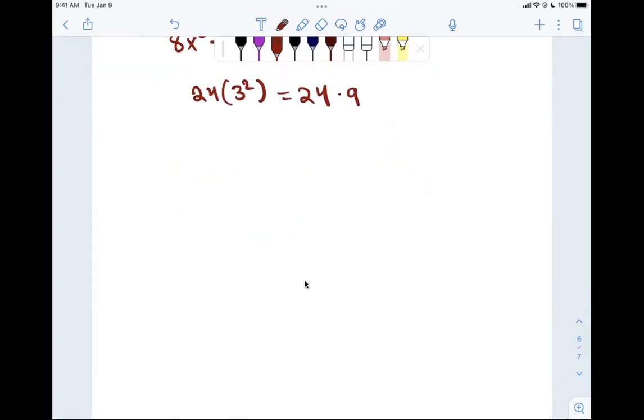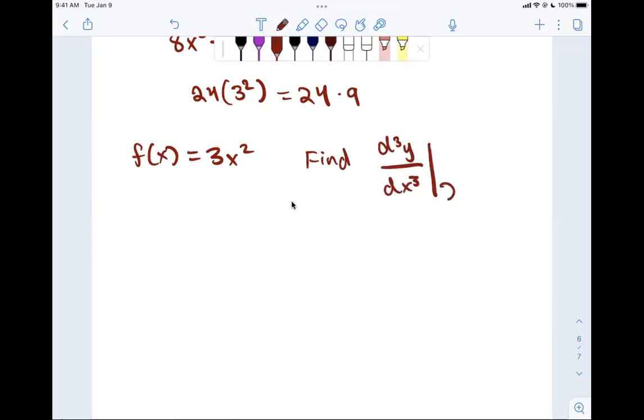Let's do one more for practice. Say f of x equals 3x squared. The question is to find the third derivative, d cubed y over dx cubed, evaluated at 2. And once again, I'll just pause for a moment and then explain the answer.